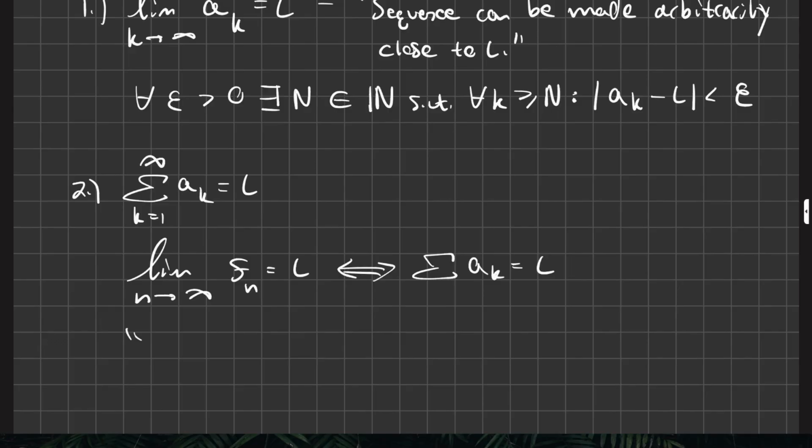So this says the series converges specifically to L when we have that the limit as n goes to infinity of the partial sums goes to that number L.